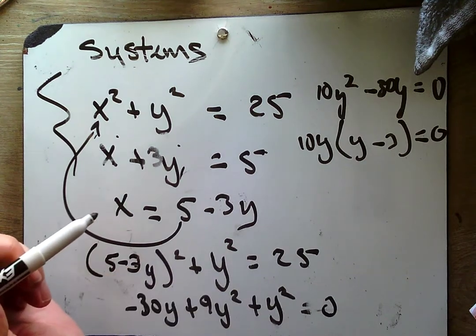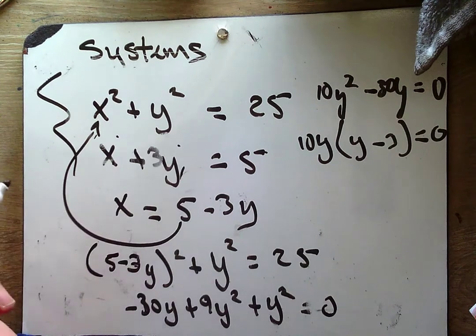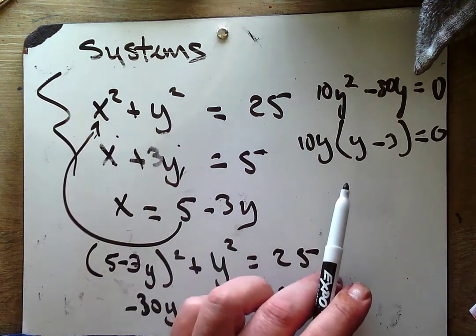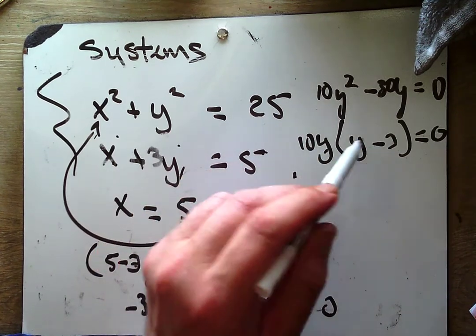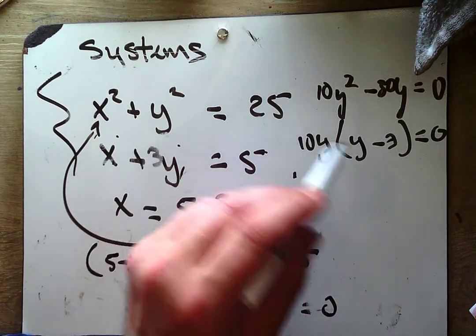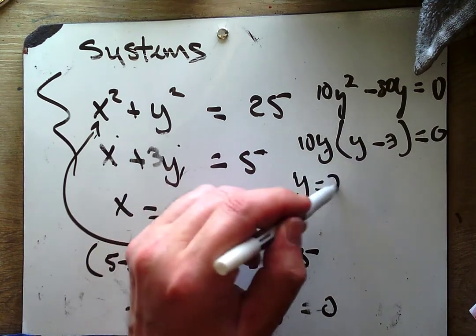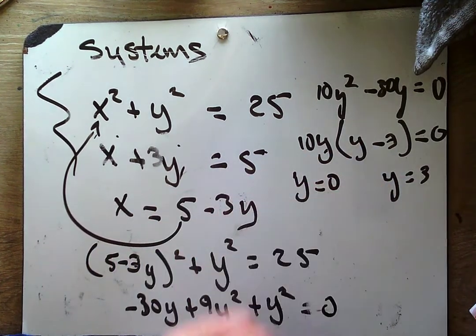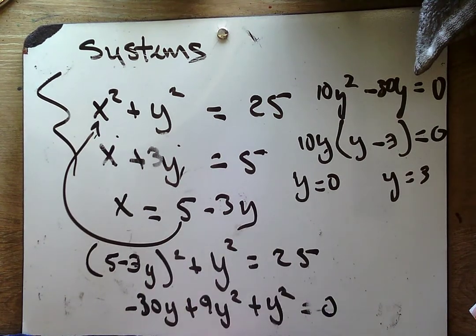And wait a minute, I thought they intersected at 5, 0. Yes, okay. Sorry, I thought these were x's for a moment. So what happens now is I set each of these equal to 0 and get y equals 0 and y equals 3. But I need the ordered pairs.